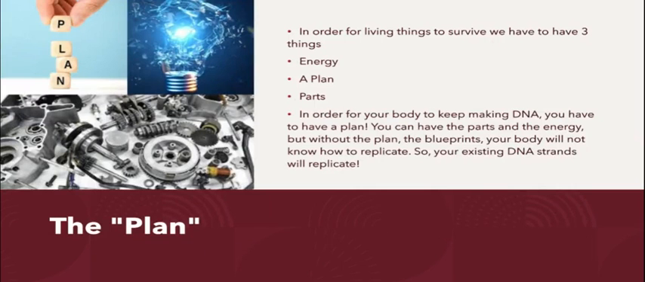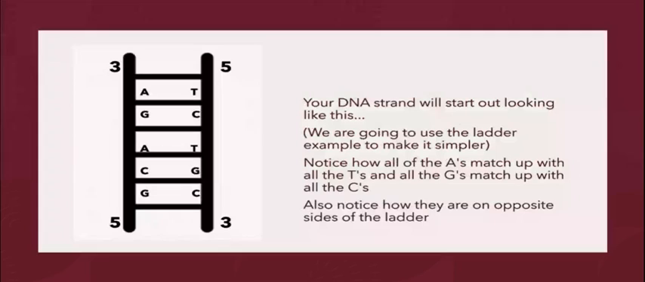So now let's get into the plan. In order for living things to survive, they have to have 3 things. They need the energy, a plan, and the parts to make themselves. In order for your body to keep making DNA, which is your blueprints, which is how your body keeps making itself, you have to have a plan. You can have the parts and the energy to do it, but without the plan or the blueprints, your body will not know how to replicate itself. If somebody told you to build a building and you had no instruction on how to do it, you could have all the equipment and a ton of workers with energy to help you every day, but without a plan, you don't know how you're going to make the building.